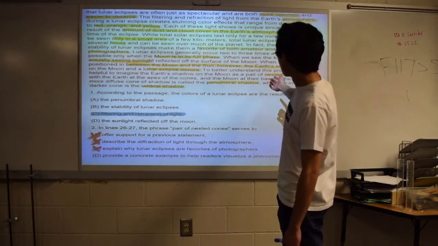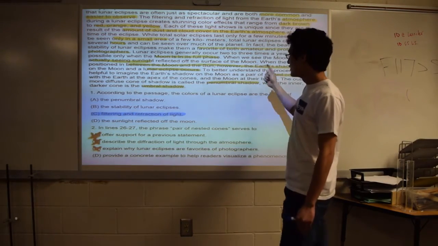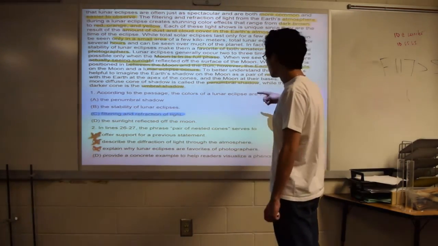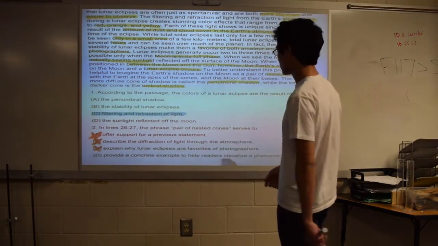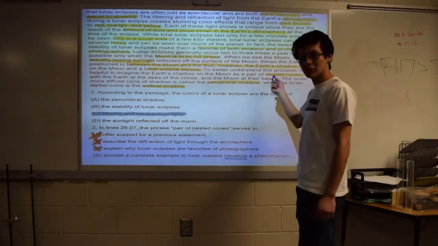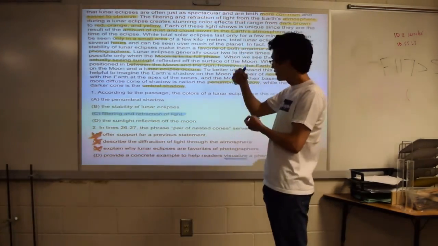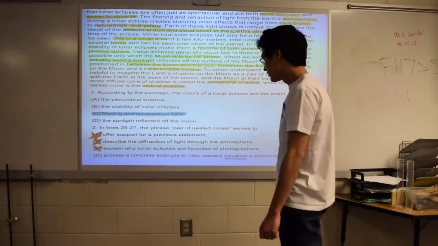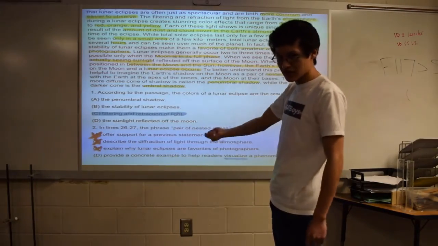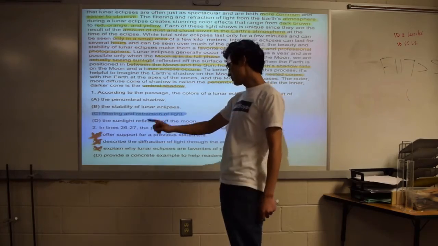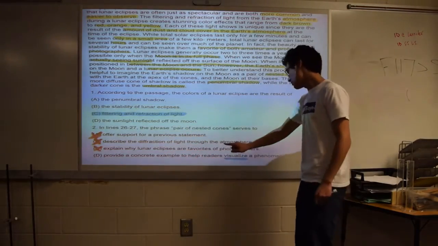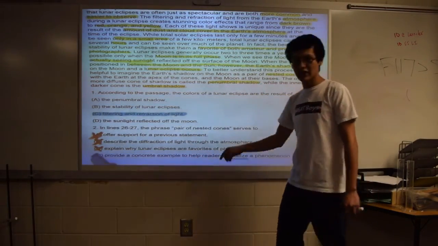So reading the sentence again, a pair of nested cones is, as I said, an analogy or metaphor used to explain to the reader how a lunar eclipse occurs. So nested cones is something you can visualize. It's just cones that are on top of each other. So that's something you can understand more easily than the actual process of a lunar eclipse. So it is a concrete example to help readers visualize a phenomenon. So it's answer choice D.